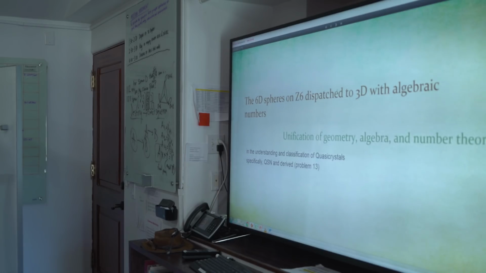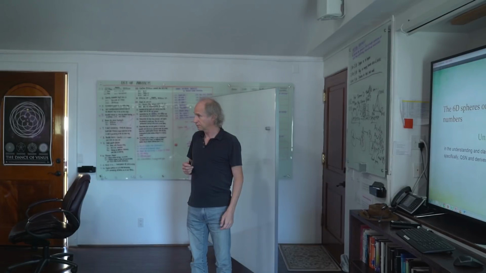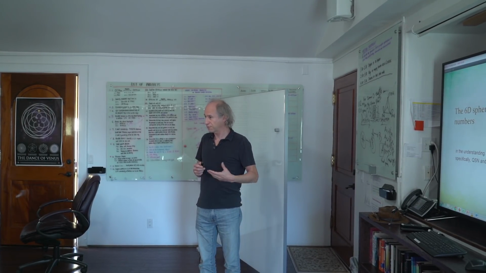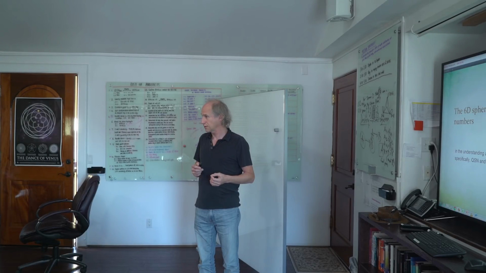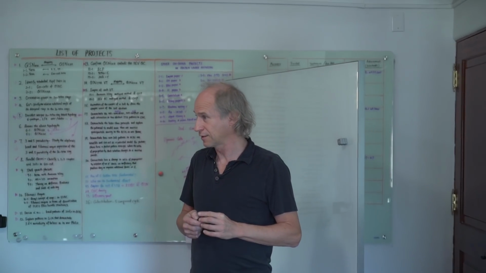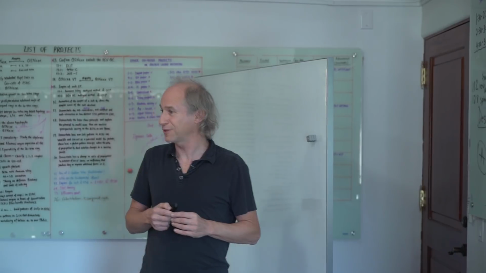So, by 60 spheres, you mean S5, right? No. No? It's a sphere in six dimensions. So it's S5. Five sphere, yes. Okay. It's spheres in 6D. Yes, it's good to precise.